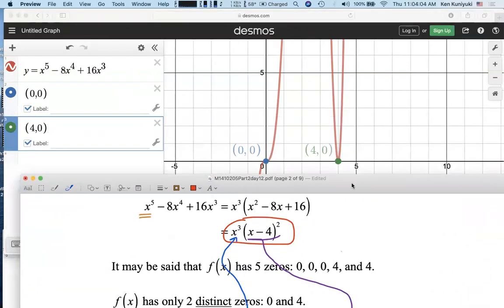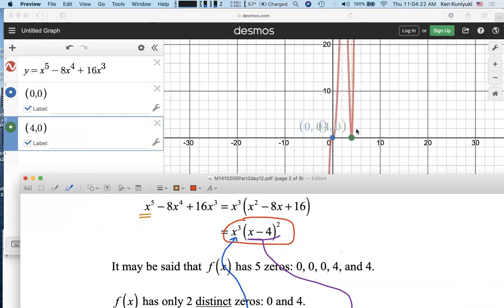All right. So we have a cut at the origin, 0, 0. And it's pretty flat because the multiplicity is pretty high. It's 3. It's odd, so we have a cut here. The multiplicity for 4 as a 0 is even, 2. So we have a bounce here. Overall, it's a rising snake.